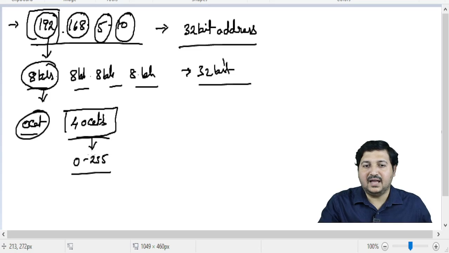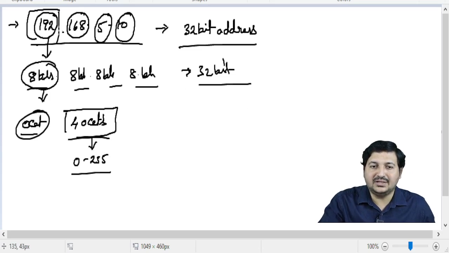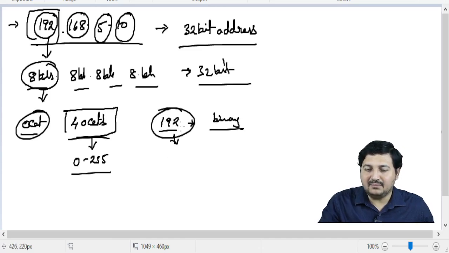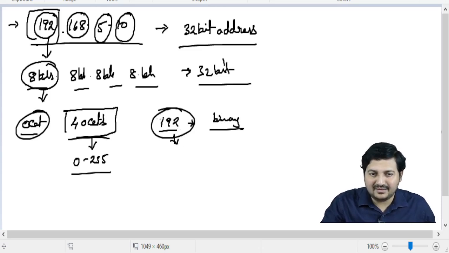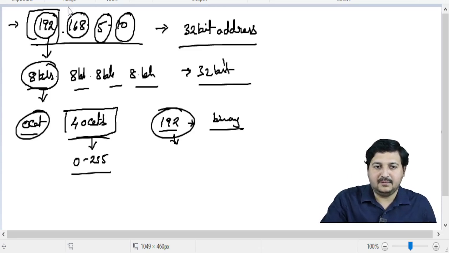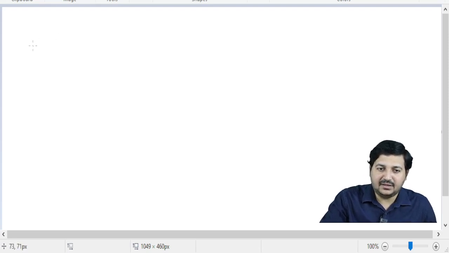Why? Let me give the explanation for this. For this explanation, you should know the conversion between a decimal and a binary number. The computers can understand binary, so let me explain the conversion of binary to decimal. As I already told, there are 8 bits in each octet, so let me take 8 bits.